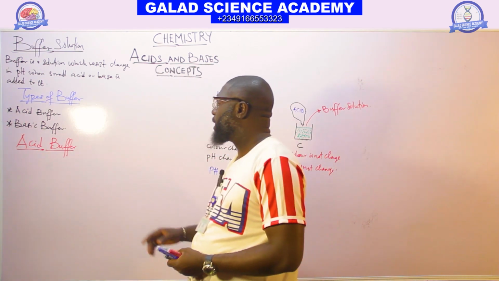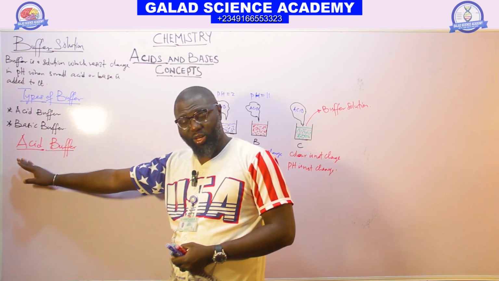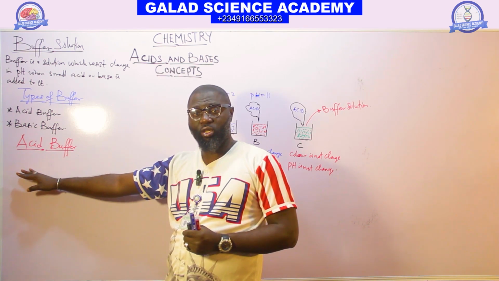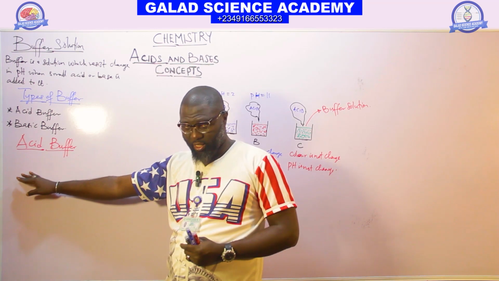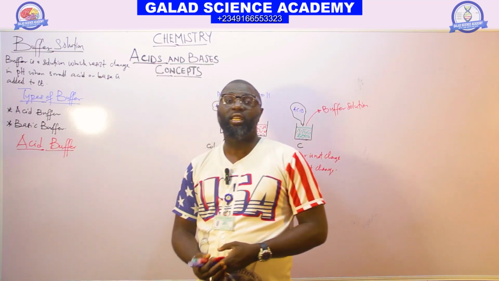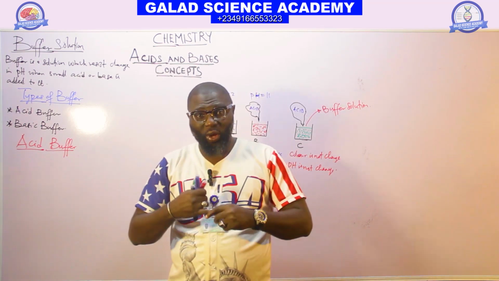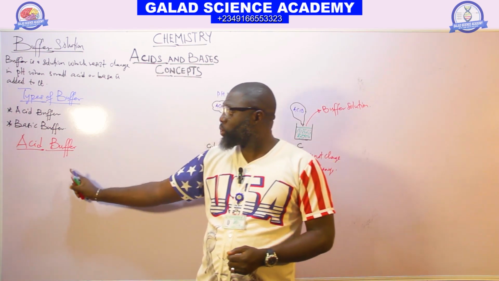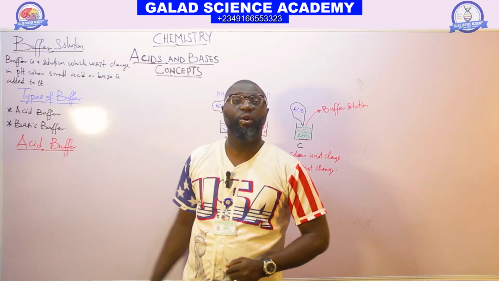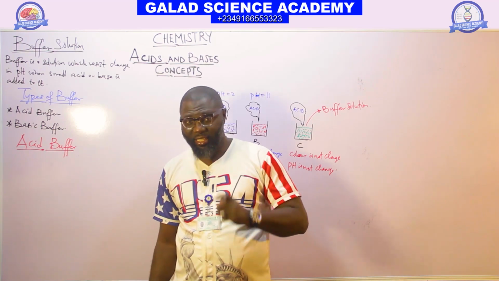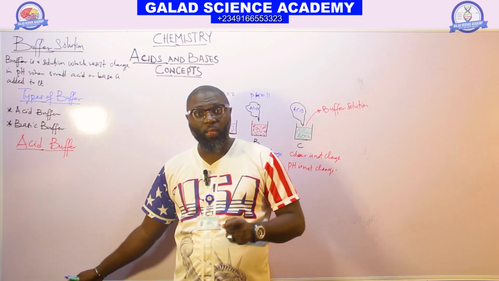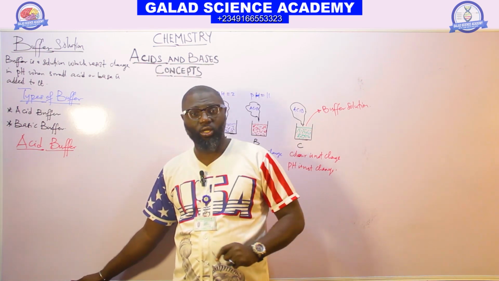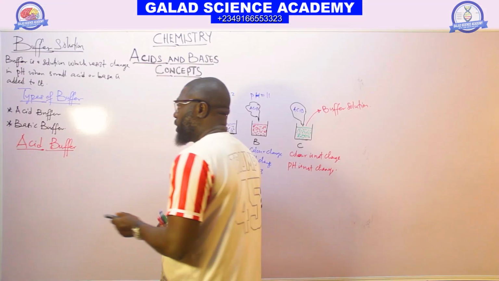So the acid buffer consists of a weak acid and the salt of that same weak acid. So an acid buffer is a buffer solution that contains the weak acid and the salt of that weak acid. We always use a weak acid and a weak base for the buffer solution. I will explain the reason before the end of the class. So the acid buffer comprises the weak acid and the salt of that same weak acid.